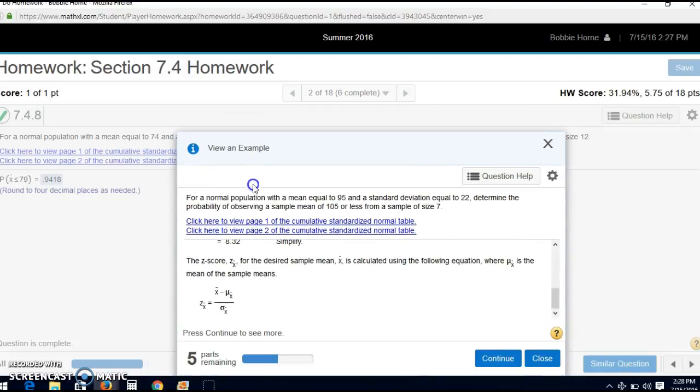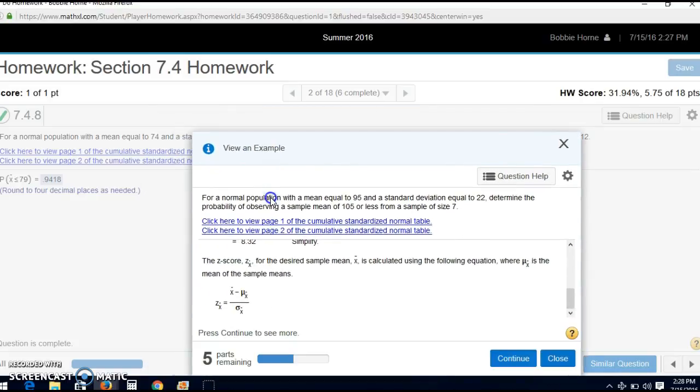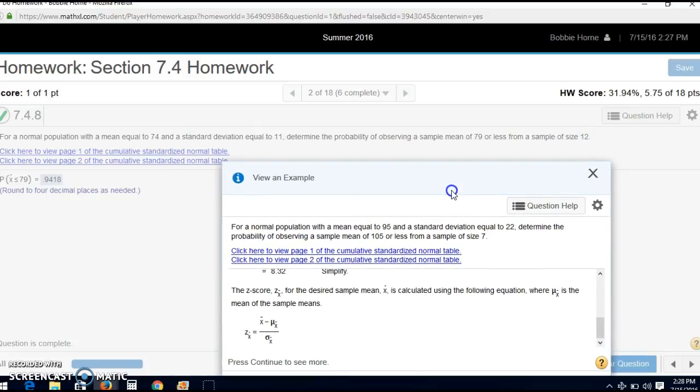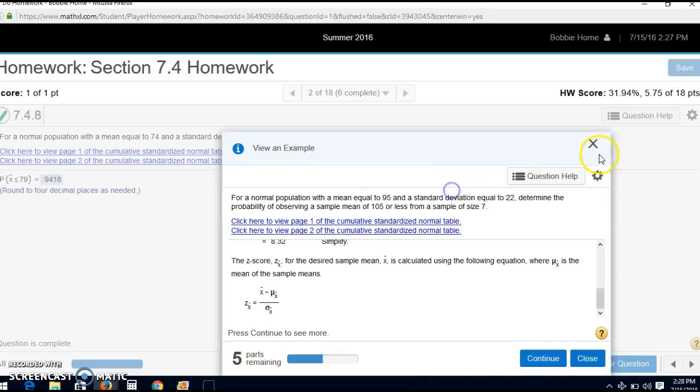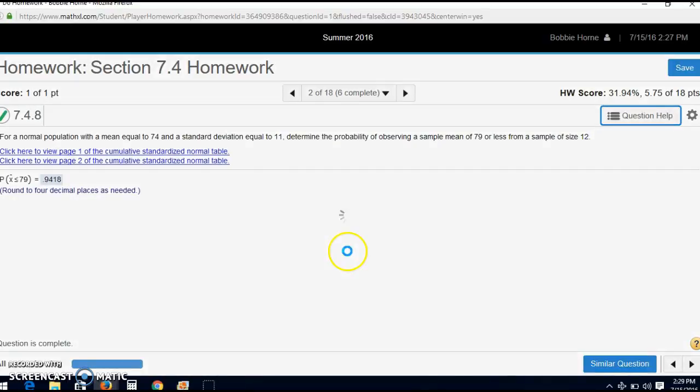So what is our sample mean? It says the sample mean is 79 and the population mean is 74. So you're going to do 79 minus 74 and divide it by 3.176. And when you do that, you're going to get the number 1.57. Now, it is going to be negative.